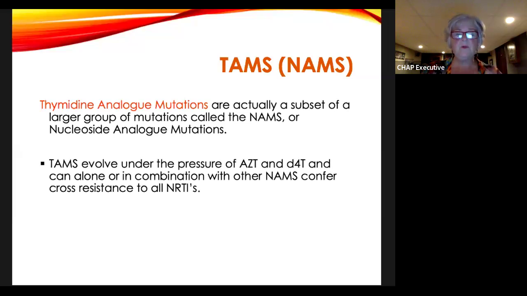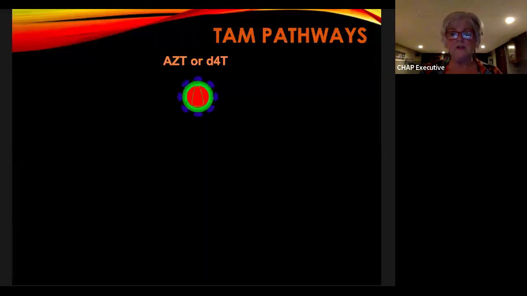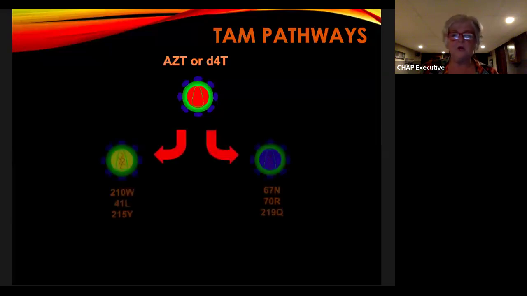They can occur alone or in combination with other NAMs. And basically, when they're in combination with other NAMs, the more of them that occur, the greater cross resistance we see to not just these AZT and D4T thymidine analogs, but to all nucleoside reverse transcriptase inhibitors. So we're going to do a few schemata along the way to look at some of these pathways. So when the virus is under inadequate pressure from these thymidine analog drugs, it chooses to go down one of two pathways of resistance.